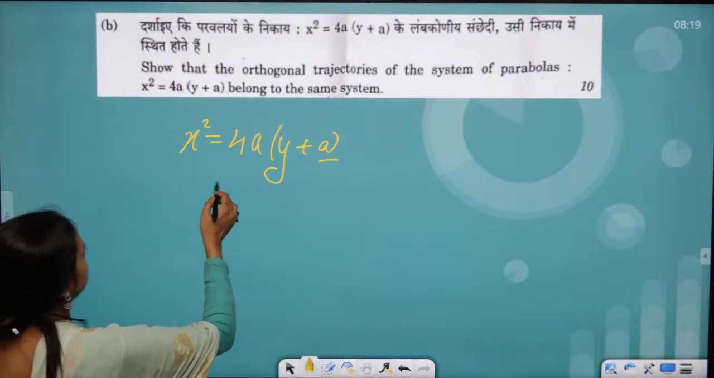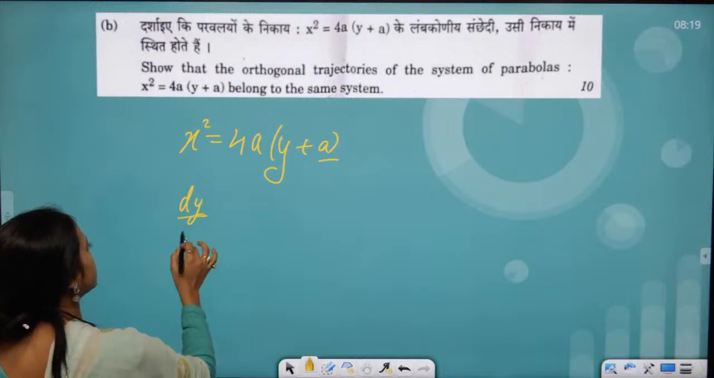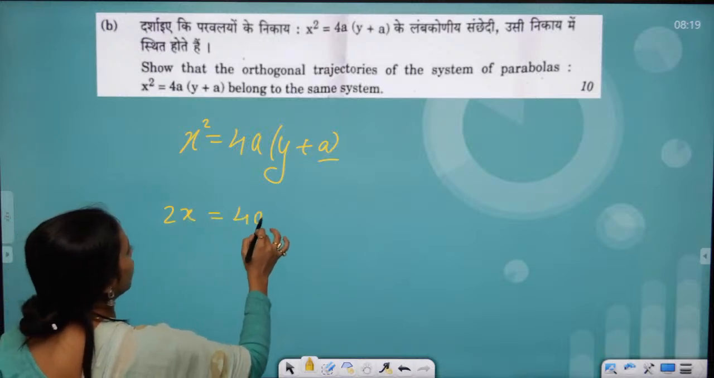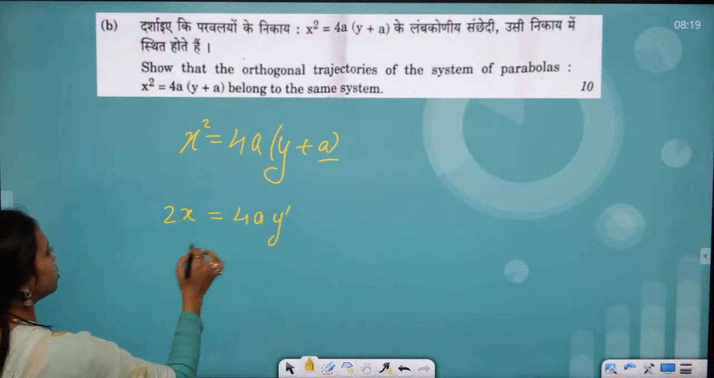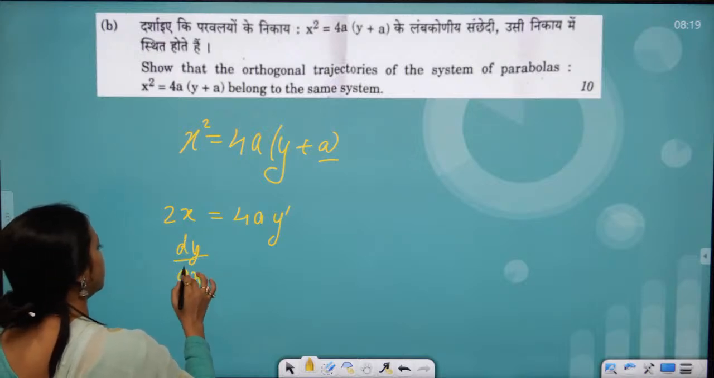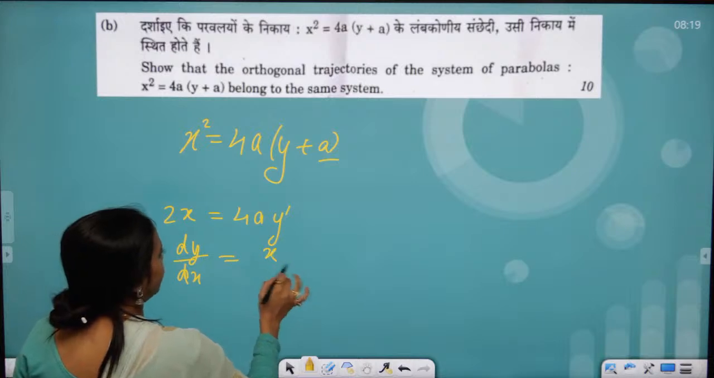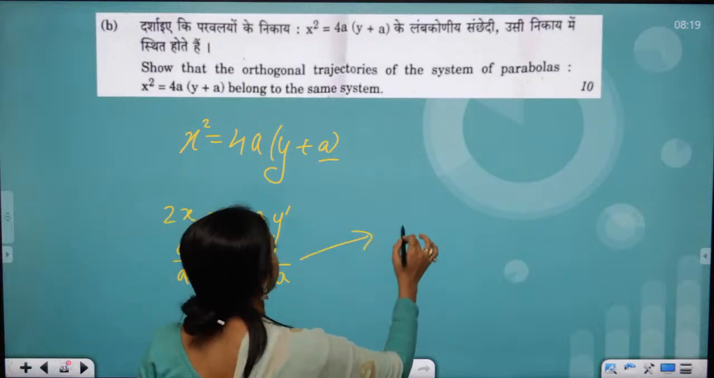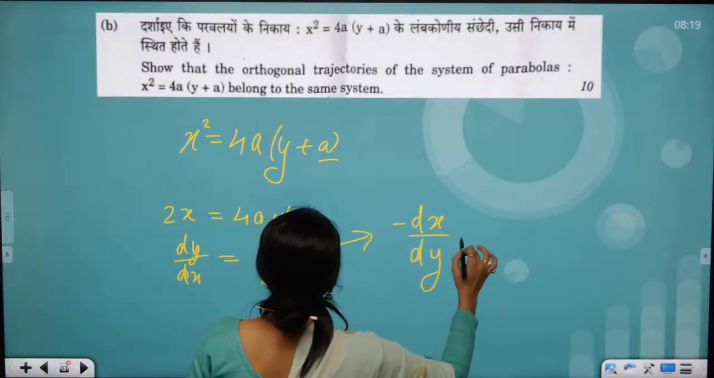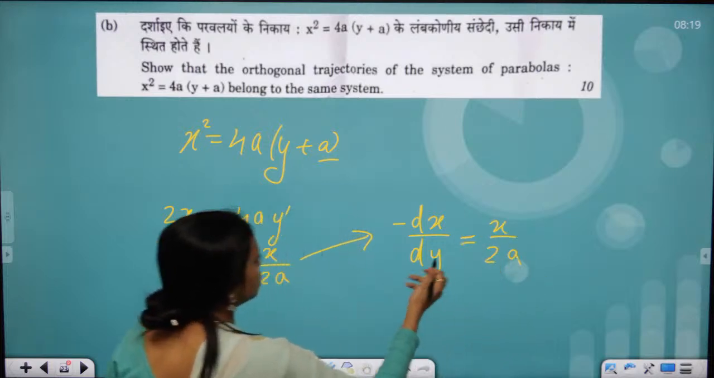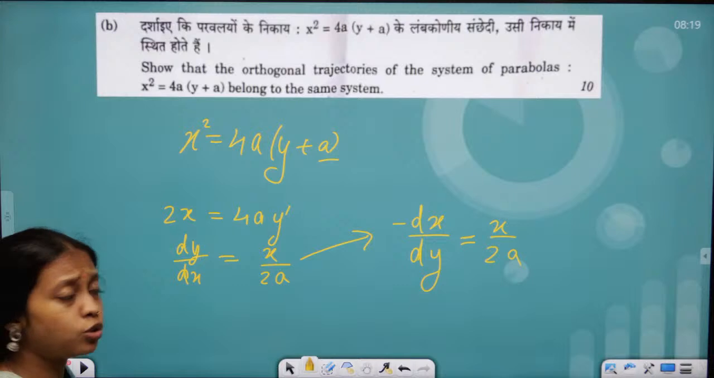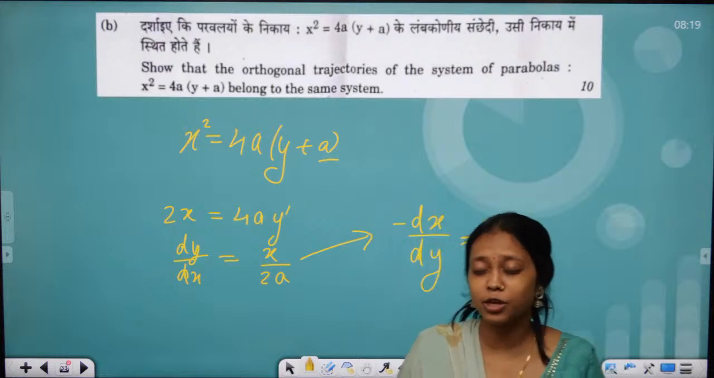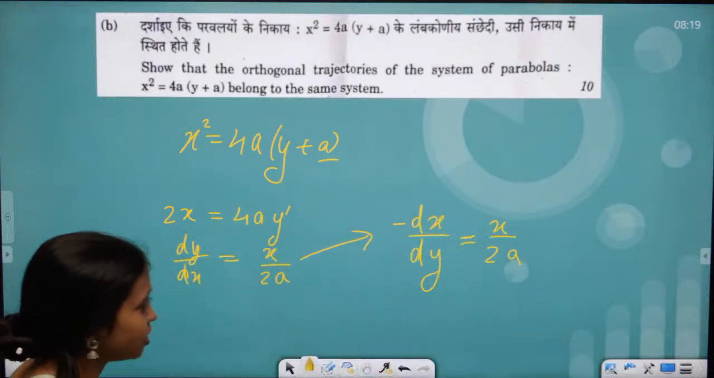So what was the method? You find dy by dx, what it will be? 2x is equal to 4a dy by dx plus 0. So what is your dy by dx? Dy by dx is x by 2a, right? And then you have to replace your dy by dx by minus dx by dy and solve this. This is just the, what do we call? Separation of variable, right? You just separate the variables, nothing in this question.